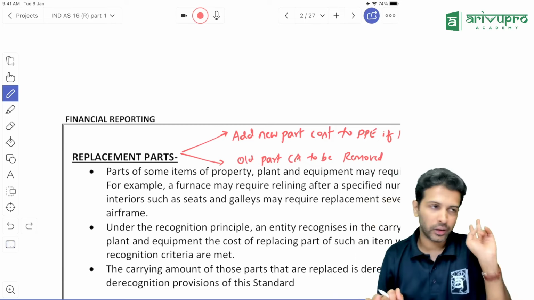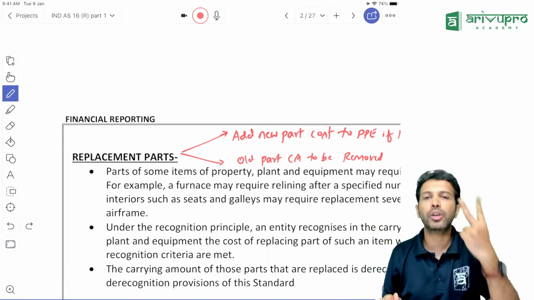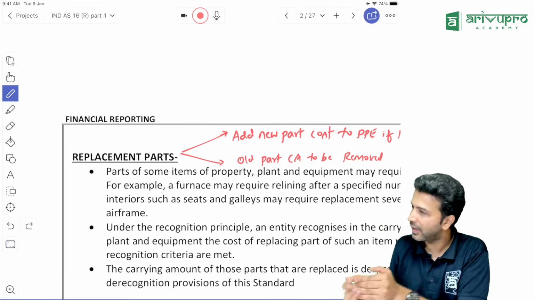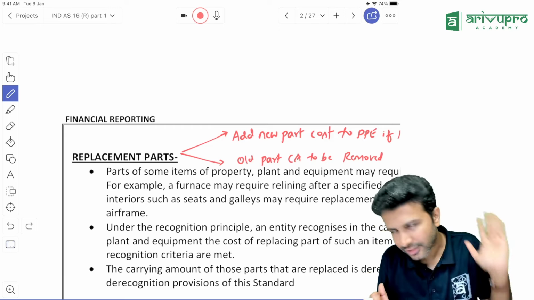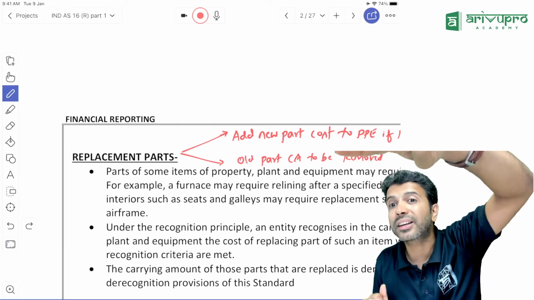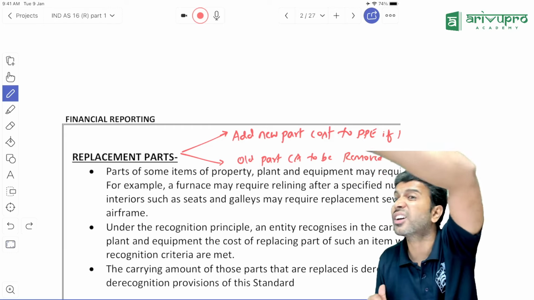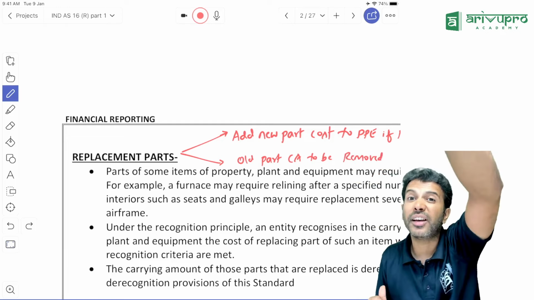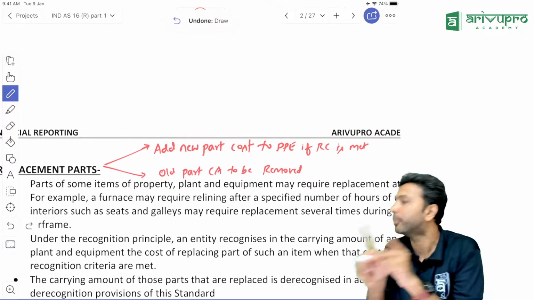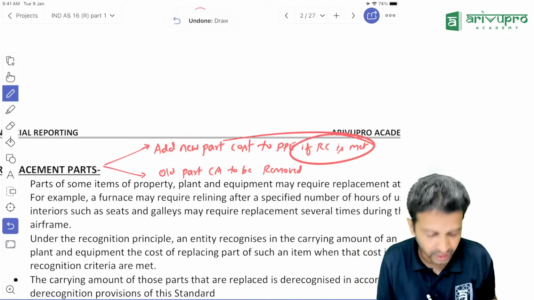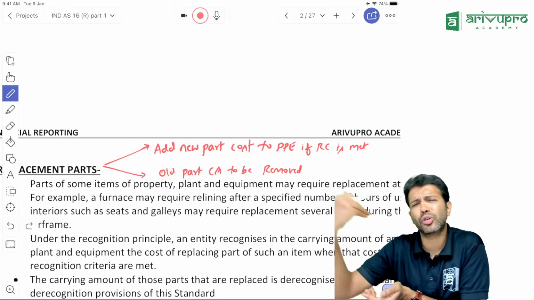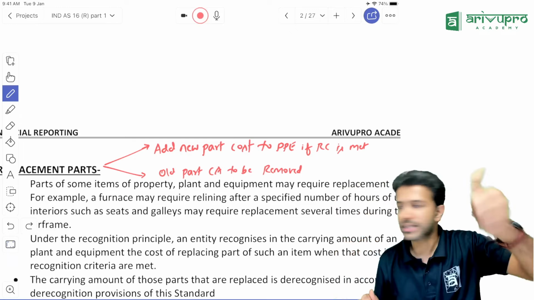In this particular replacement section, there are two things we need to keep in mind. First, I'll tell you, then we will look at one example. One is, if you're replacing with a new part, the new part can be capitalized, provided RC is met. What is RC? Recognition criteria and cost measurement. The cost of the new part, you can add it to the cost of PP, meaning you can capitalize it, provided the recognition criteria is met. If the recognition criteria is not met, you transfer it to the P&L account. That's the first criterion.